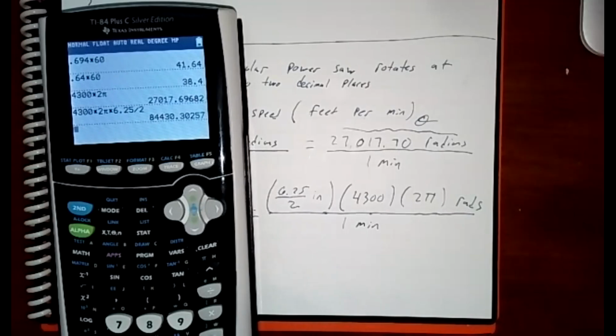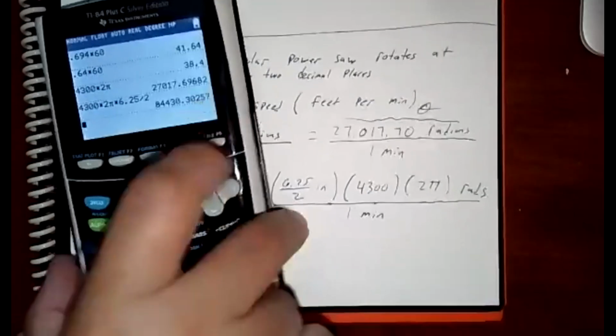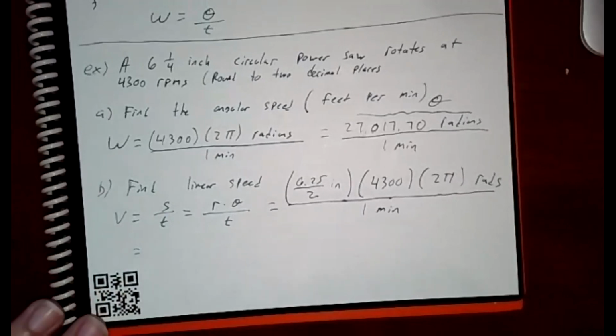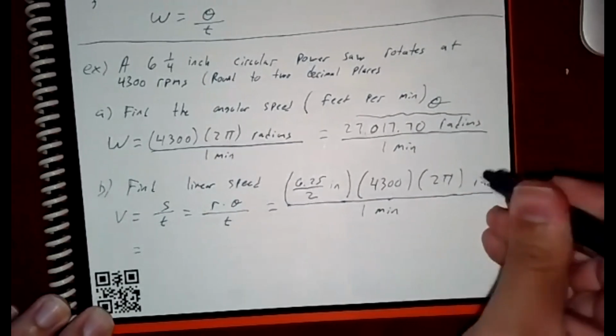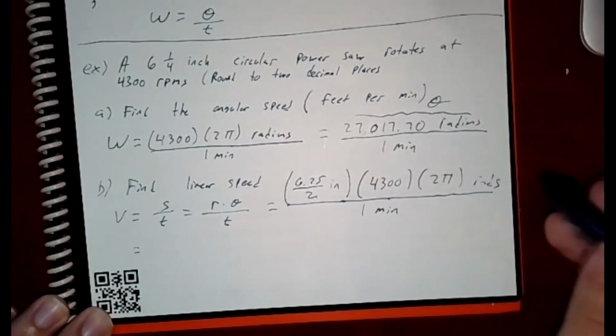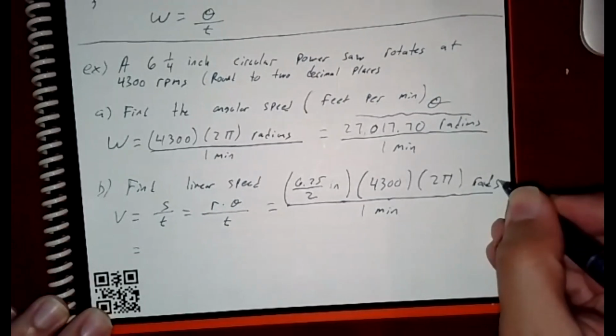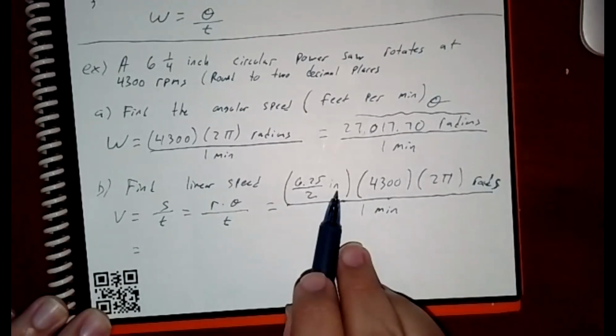So 84,430 radians per minute. Actually, I lied. It won't be radians. I mean, technically the radians is there, so I'll leave it. But once we multiply, because radians is unitless, it'll be back to inches.